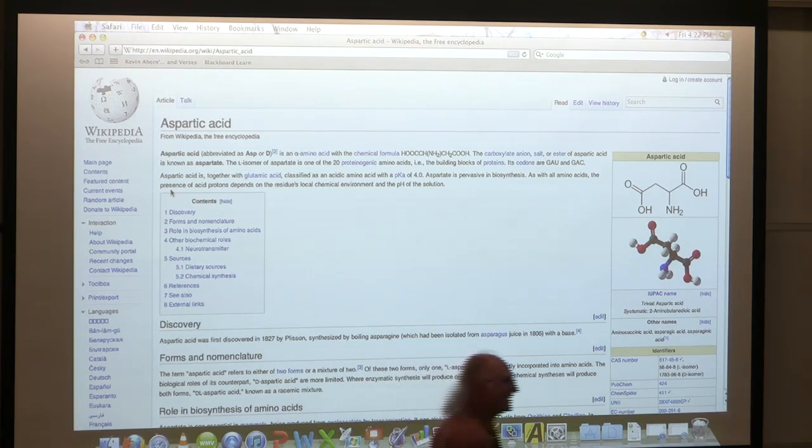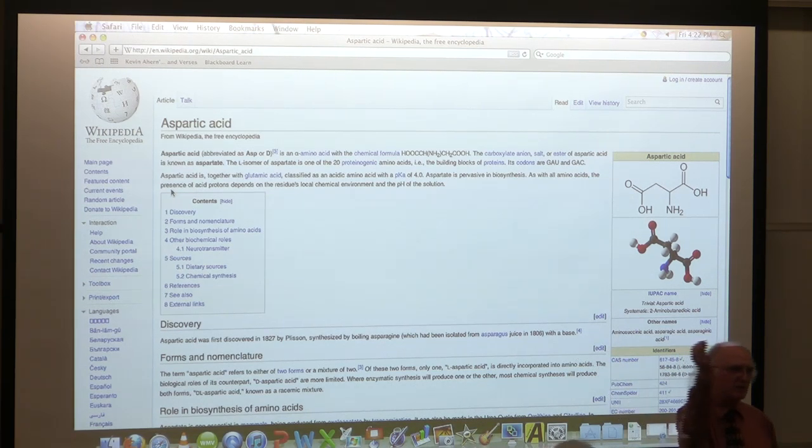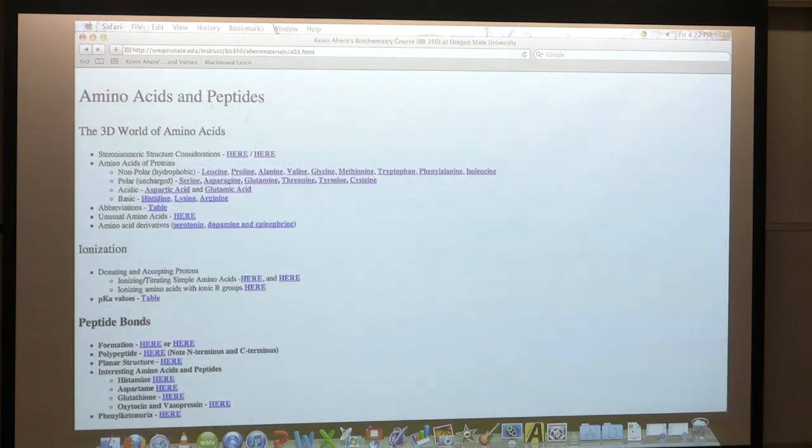How's that? Okay? Everybody understand that difference? The two possibilities for an amine are plus 1 and 0. Plus 1 proton's on, zero proton is off. The two possibilities for a carboxyl are 0 and minus 1. 0 when the proton's on, minus 1 when the proton's off. Basic organic chemistry. Okay.